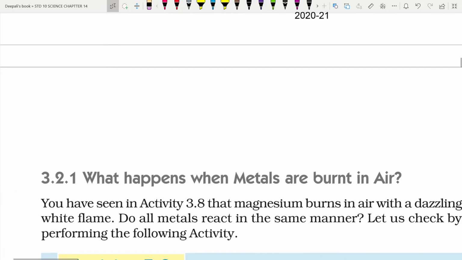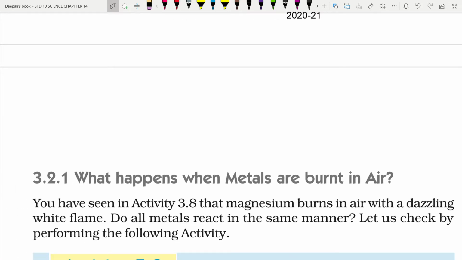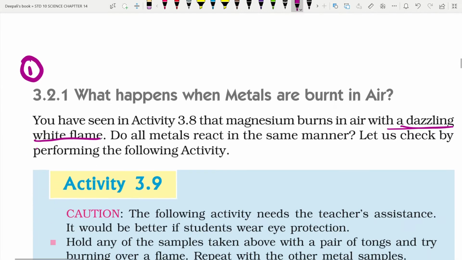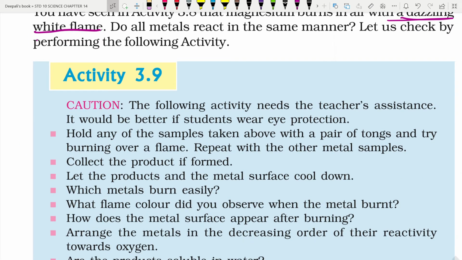Now let us see the first property, that is what happens to metal when it is burnt in air. Now you must have seen in activity 3.8 that magnesium burns with a dazzling flame of white color when it is burnt in air. Do all metals react in the same way? Let us check by the following activity. Let us do activity 3.9.